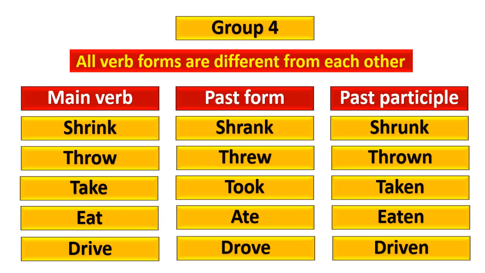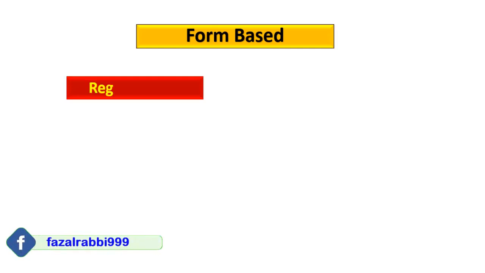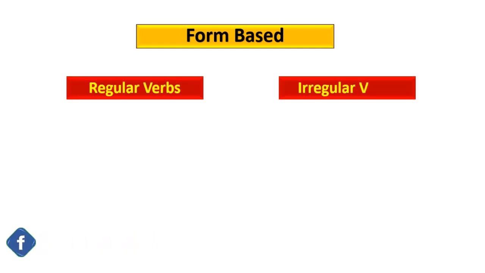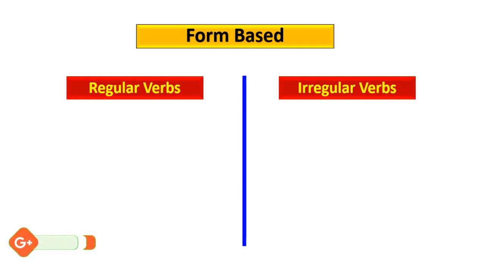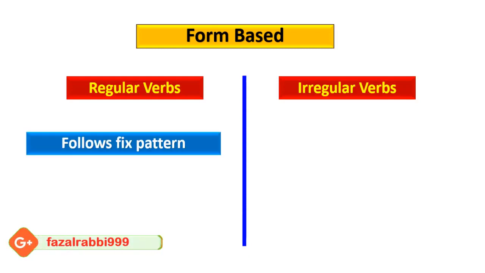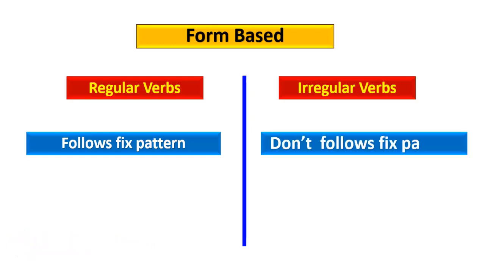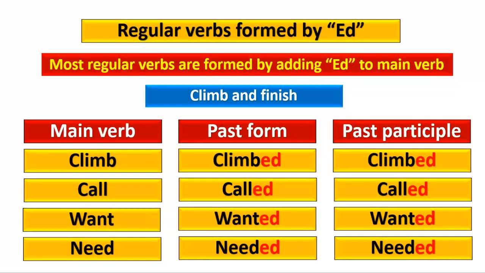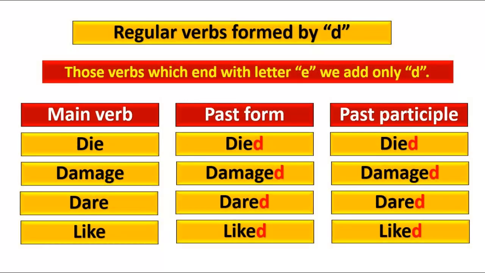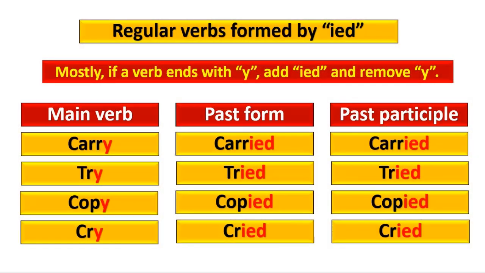Now let's summarize the lecture. First we learned there are 2 types of verbs on the basis of form: regular and irregular verbs. Regular verbs have a fixed pattern when converted into past and past participle form, while irregular verbs have no such pattern. Then we discussed how regular verbs are formed, and it was clear through examples that they are formed by adding ed, d and ied to base verbs.